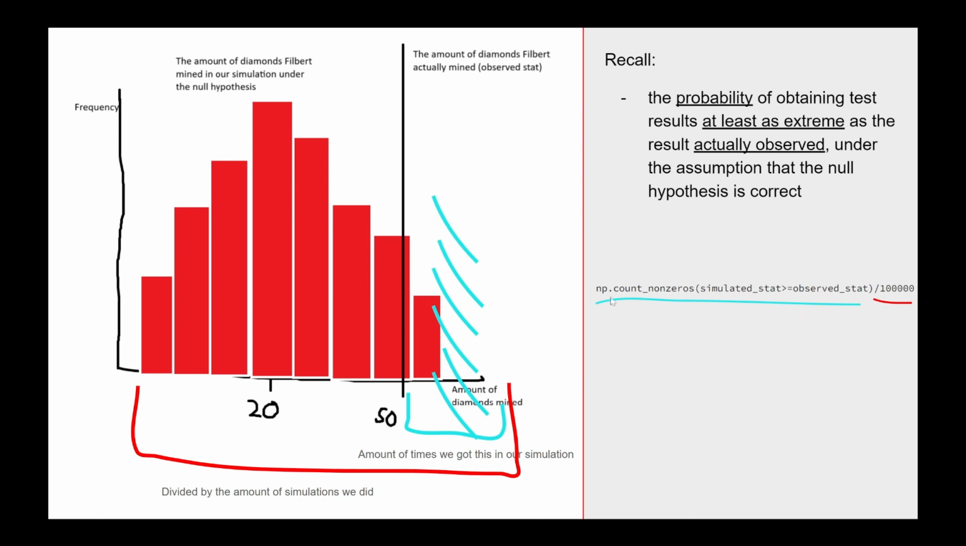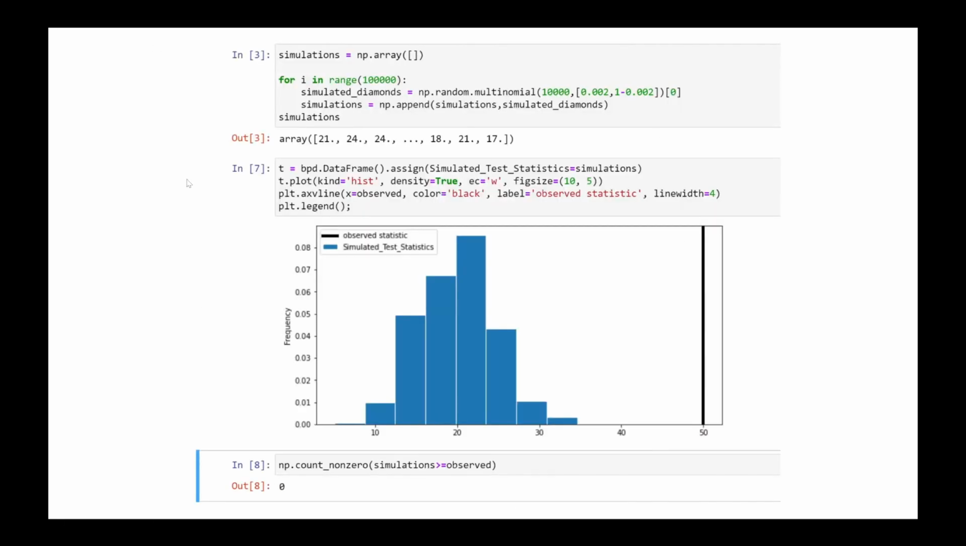That's basically us counting the amount of times where our simulated statistic is more than the observed statistic, and then we divide that by the amount of simulations we have overall, or 100,000. And that's how we get the p-value. So it turns out that in our actual scenario, the p-value is 0 here.